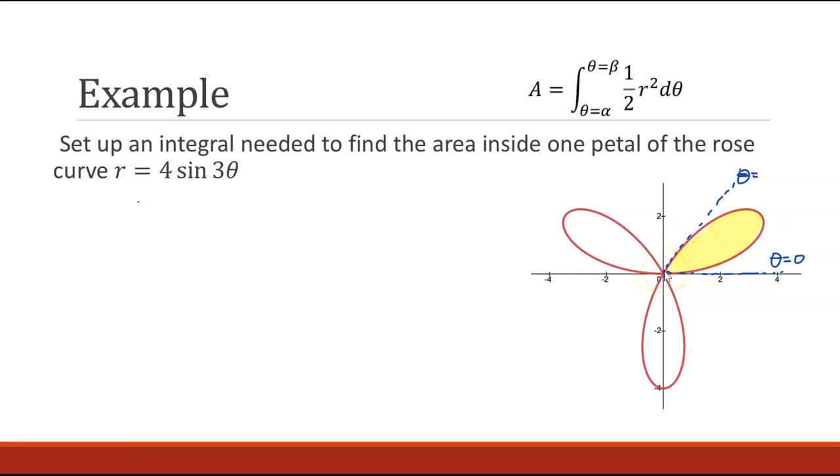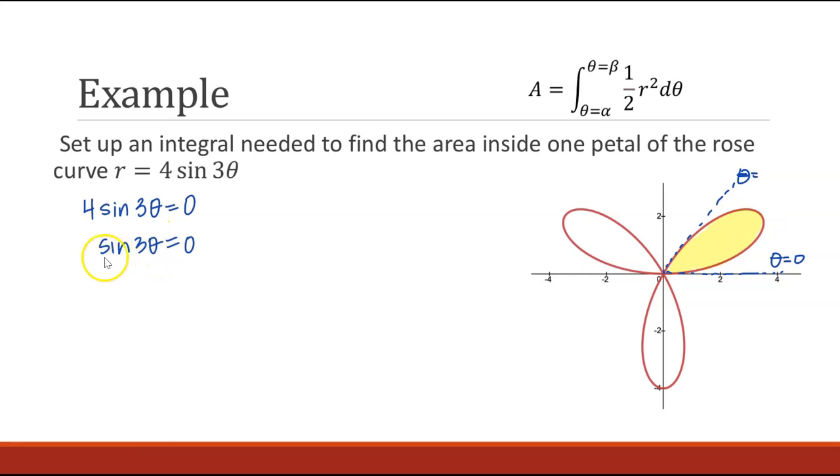So to do that, I'm going to need to set my curve equal to 0. So I need to solve, when does 4 sine of 3 theta equal 0? So I can divide both sides by 4. I have sine of 3 theta is equal to 0. So how do I solve this type of trig equation?